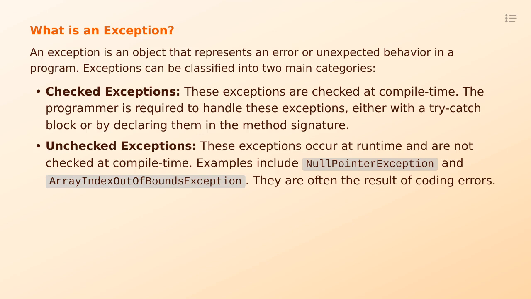First, checked exceptions. These exceptions are checked at compile time. The programmer is required to handle these exceptions, either with a try-catch block or by declaring them in the method signature. Next, unchecked exceptions. These exceptions occur at runtime and aren't checked at compile time. Examples include NullPointerException and ArrayIndexOutOfBoundsException. They're often the result of coding errors.